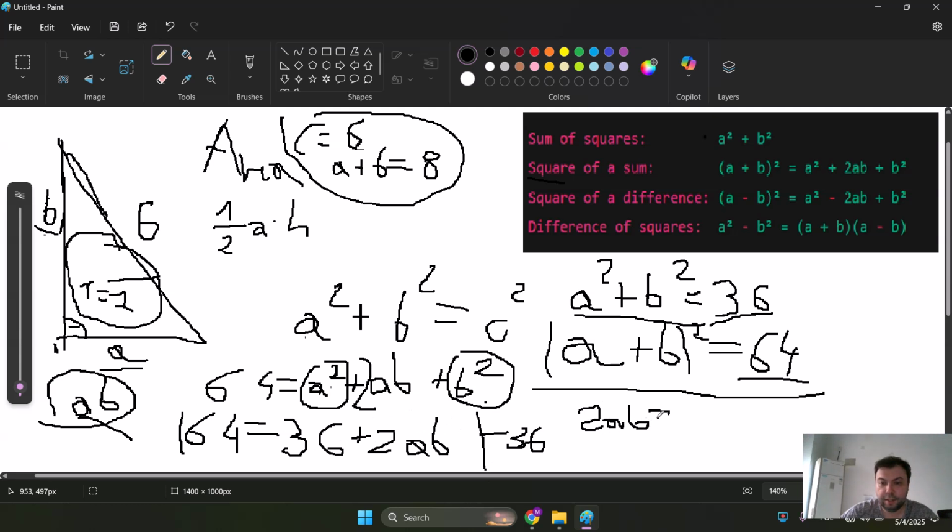So 2ab equals 64 minus 36, which is 28. Okay, so we know that 2ab equals 28.